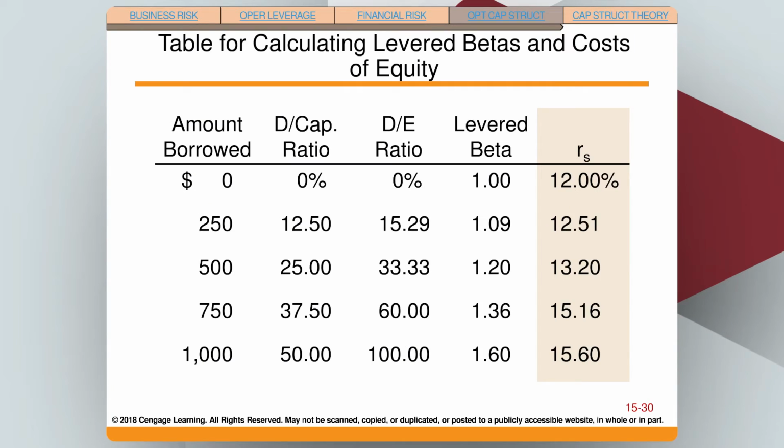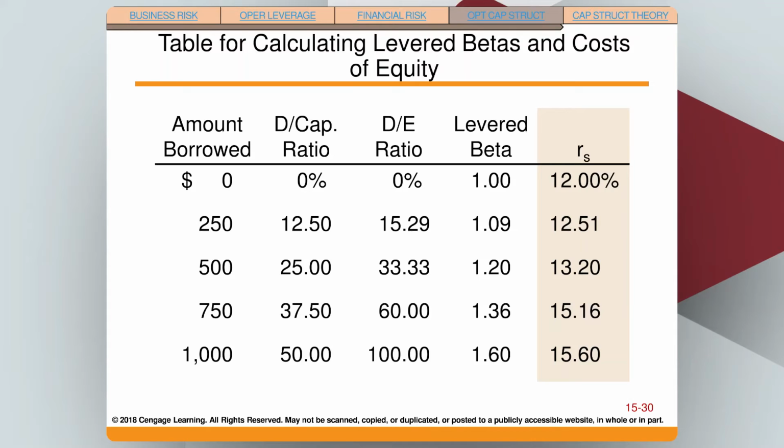Alright, next table for calculating the leverage beta and the cost of equity. This is from earlier, right? So what if you have RS at 12, 12.51, 13.20, 15.16, and 15.60. Alright, so that's from earlier. So that's where it came from.